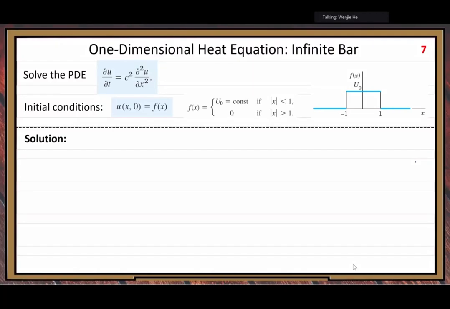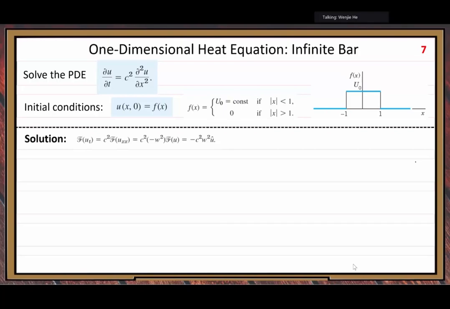Still the one-dimensional heat equation, but this time we consider an infinite bar. So what's the difference? With an infinite bar there is no boundary, right? Both ends extend to infinity, so there is no boundary condition. We only have the initial condition, but we don't have a boundary condition.